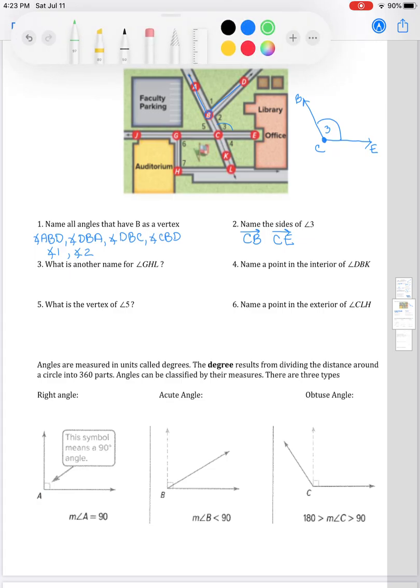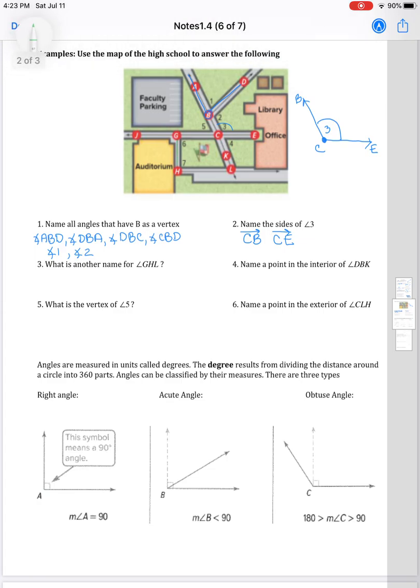For number 3, it says, what is another name for GHL? So you got to follow the diagram. So we're going from G to H to L. So you can either say angle, flip the letters, LHG, again, H has to be in the middle, or you could say angle 7 because there's a number there.